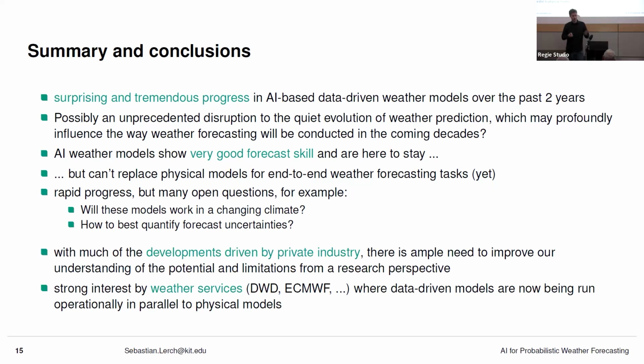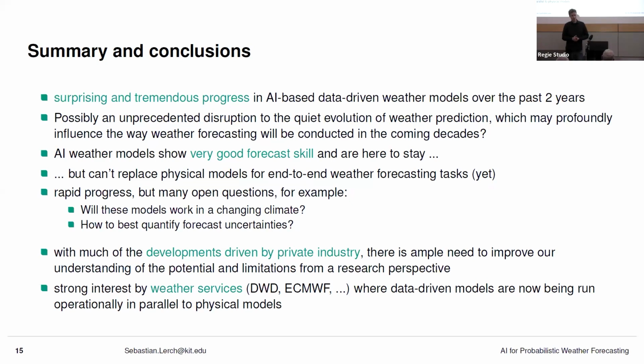And then maybe as a more general perspective, as you have seen, many of these developments are not driven by university research, but are driven by private industry. With the code not being open source, you are not able to train the models or adapt the models. So this obviously leads to the question, where does this leave us as university researchers? I believe that there's ample need to really improve our understanding about the capabilities, but also the limitations of these approaches from a research perspective.